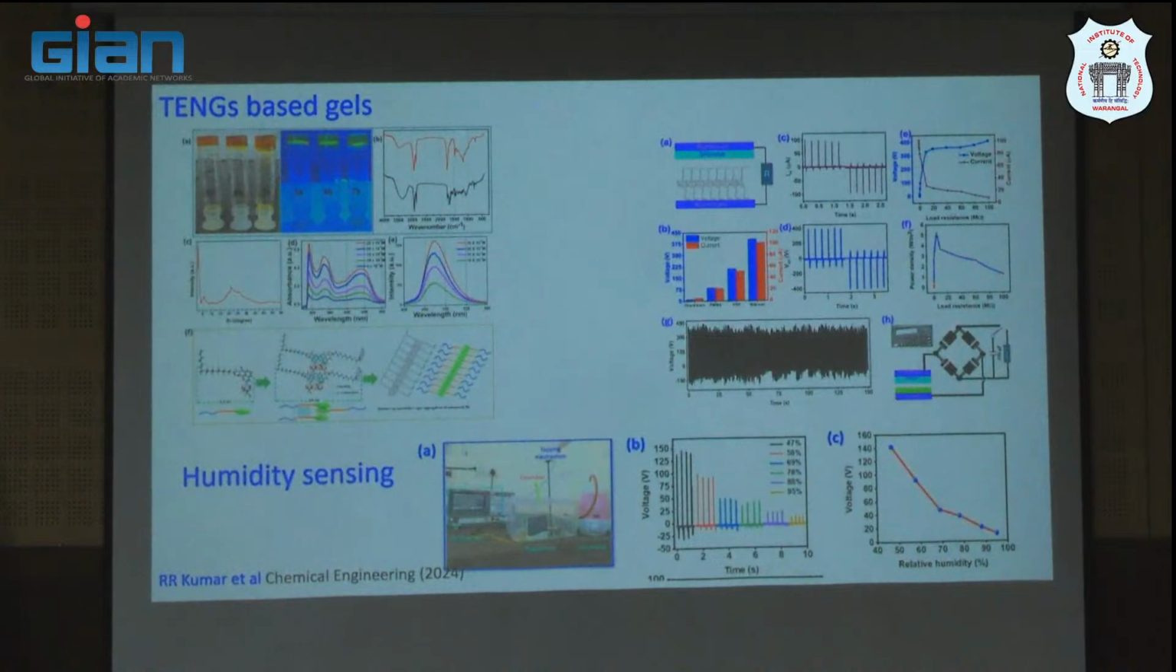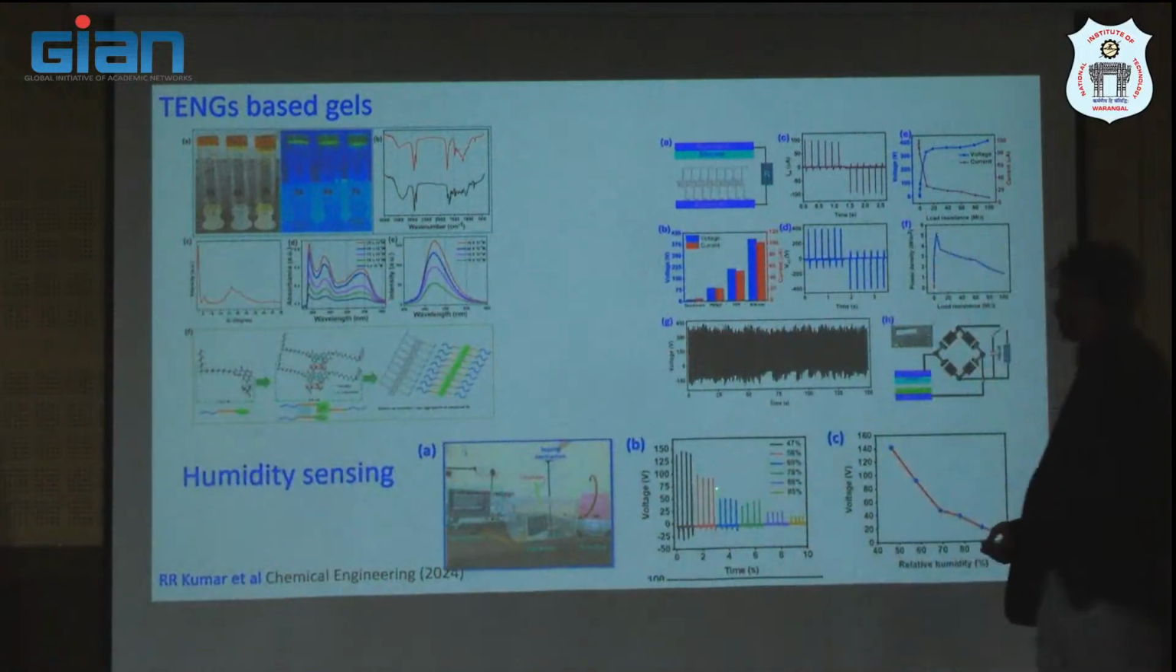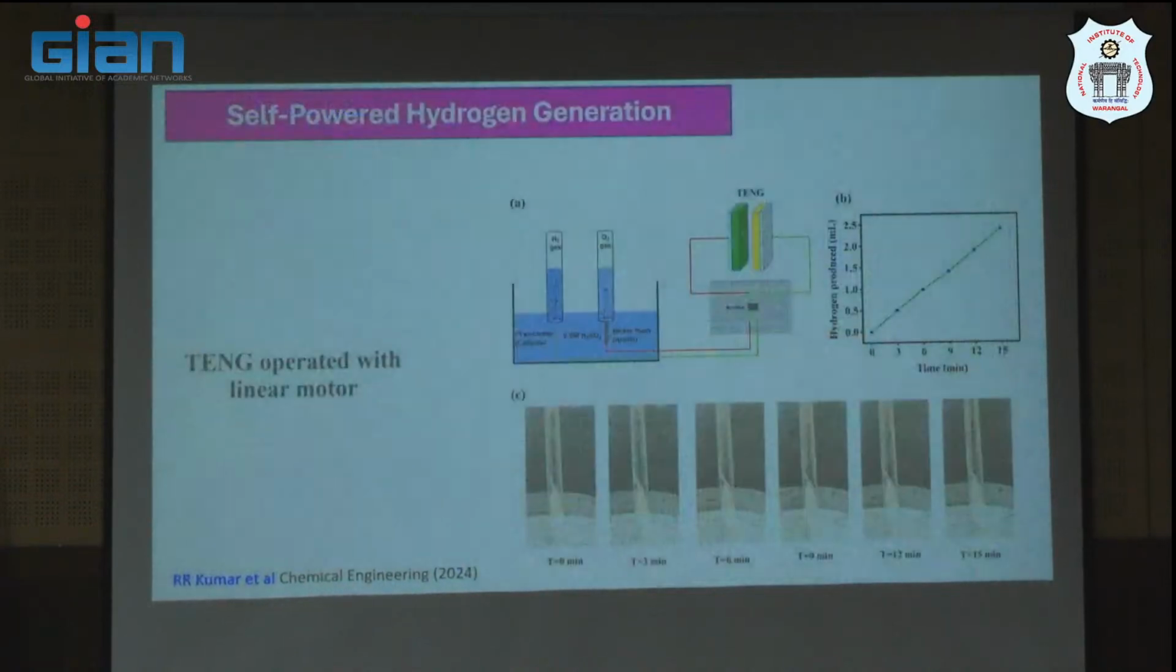Then further we have used some gel-based materials from the chemistry department. Professor Nagarajan sir has provided some supramolecular gels. We have used these for a humidity sensing application, for measuring the humidity in the environment. We have tested our device under different humidity conditions like 70% humidity, 80% humidity, and we could clearly see the device is able to sense the humidity levels and produce different output voltages depending on them. Whenever you want to measure humidity, you can use this TNG device for humidity sensing.